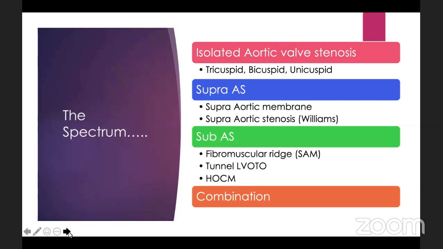It could be a tunnel type LVOT due to either hypertrophy of the septum or presence of excessive accessory tissue related to the mitral valve, or just an underdeveloped elongated LVOT. And I added hypertrophic obstructive cardiomyopathy for the sake of completion, because in one of its forms of presentation, it does present as obstruction to the left ventricle. And of course, it could be a combination of all of these or some of them.